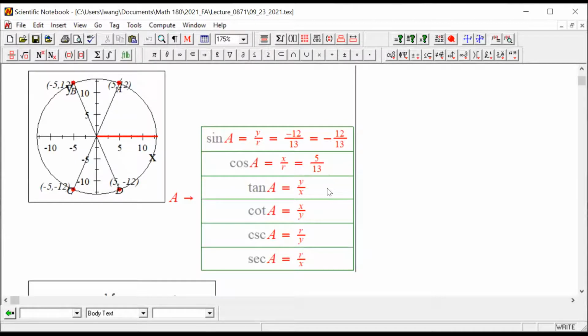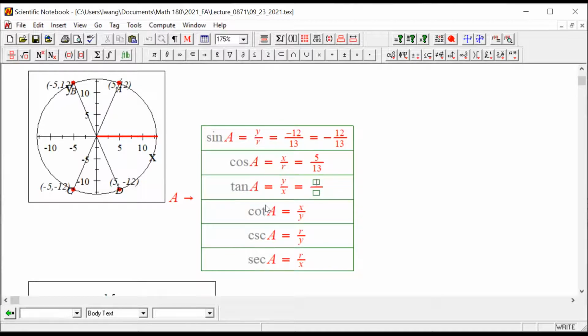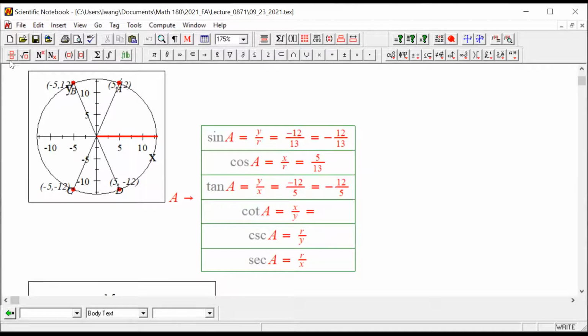Okay, tangent is y over x. Y is negative 12, sorry, negative 12, and x is 5, right? So this will give you a glimpse of the homework, of the quiz you have. Tangent equals 5 over negative 12, and that is going to equal negative 5 over 12.